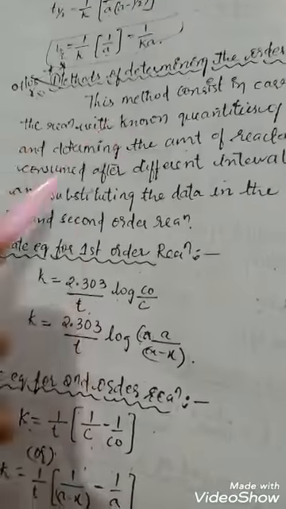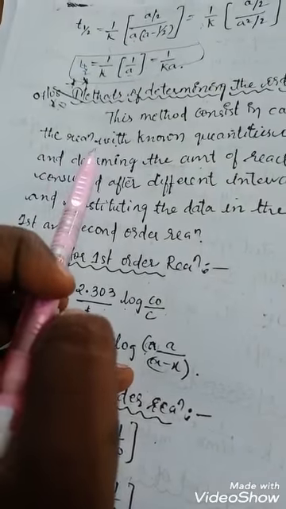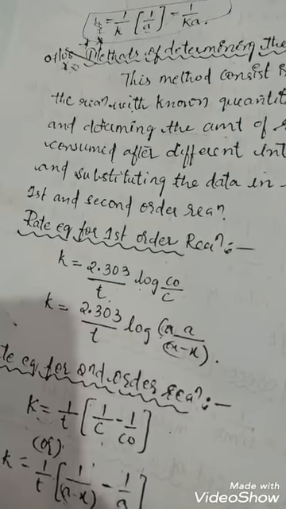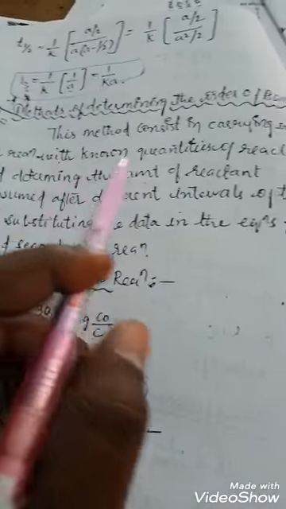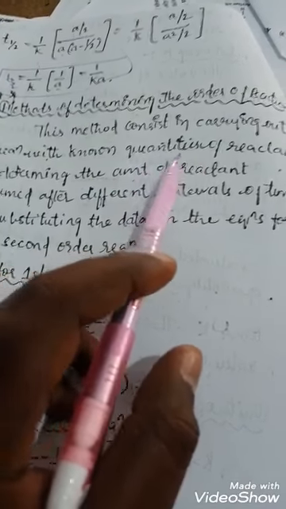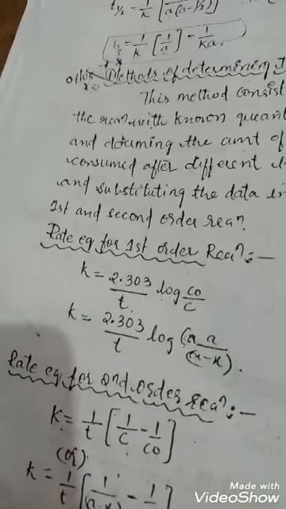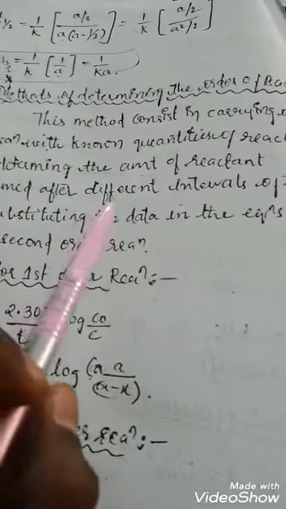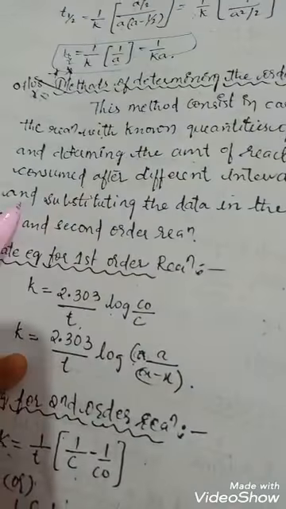Students, this method consists in carrying out the reaction, that is, taking reactants and catalyst to form products, with known quantities of reactants. Known quantities means we know the quantities very well. We determine the amount of reactant consumed after different intervals of time, and substitute the data in the equations for first and second order reaction.